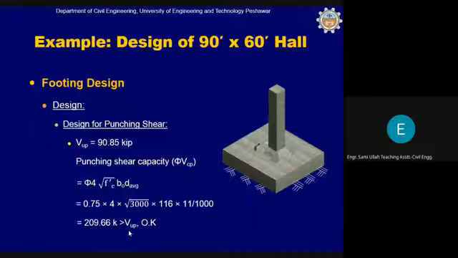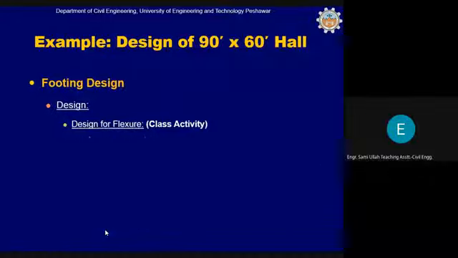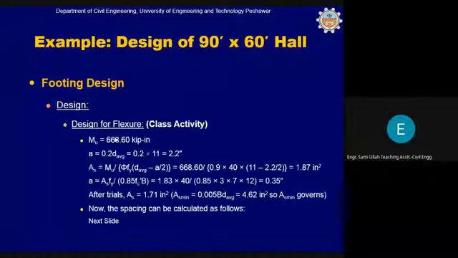Design for flexure. MU is equal to 668.6 kip inch. Assume small a equal to 0.2 times D average, 2.2 inch. AS is equal to this, similar to what we have done in several lectures. From several trials, finally you calculate AS equal to 1.71 square inch. But the minimum area of steel that we will be using in our examples for isolated column footing is 0.005 B D average, which gives us a value of 4.62 square inch. So the AS minimum governs, and AS minimum is 4.62 square inch.